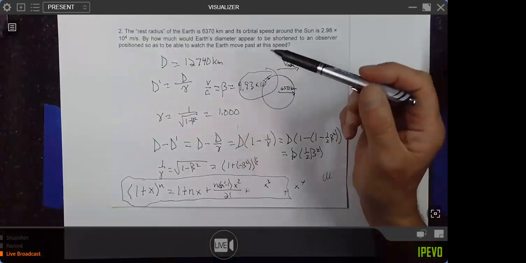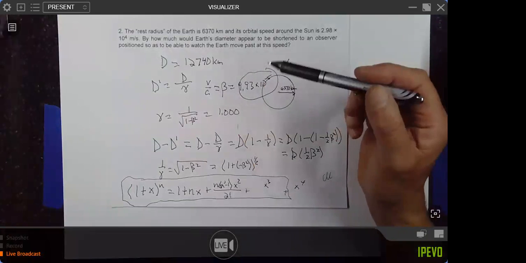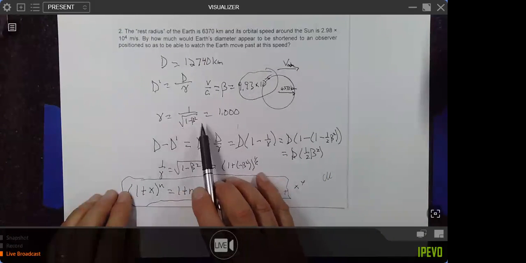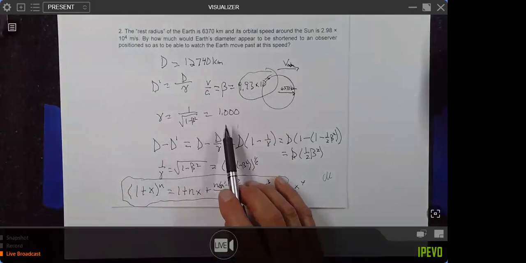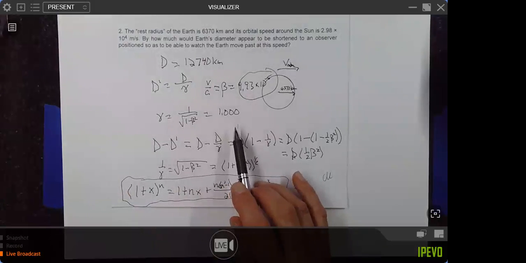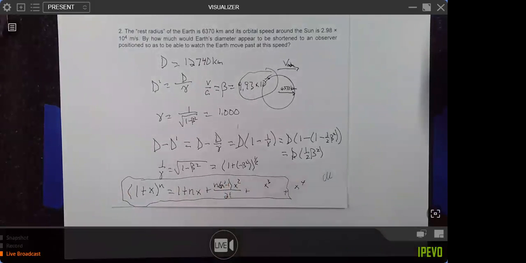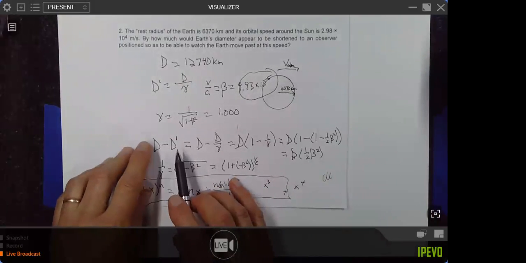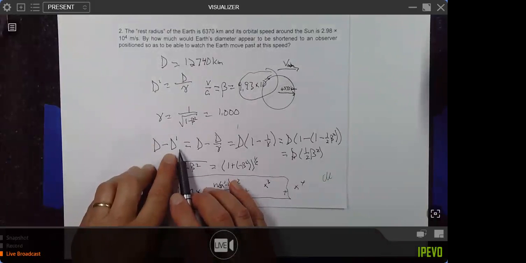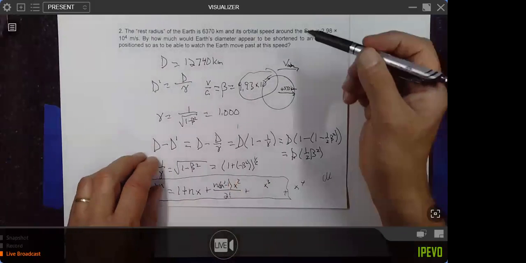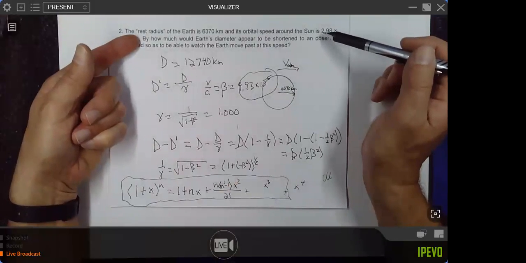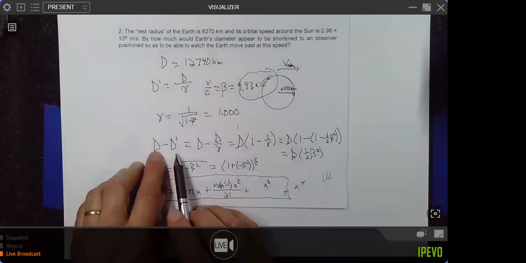And so we need to figure out what that is. But if you try to calculate gamma for this one, you're not going to do very well because your calculator will just tell you it's 1.000 something or other. But what we're interested in is the difference between the rest length and the length that an observer would see. So we just want to know by how much would the diameter appear to be shortened. Okay, well, that's going to be the d minus d prime here.